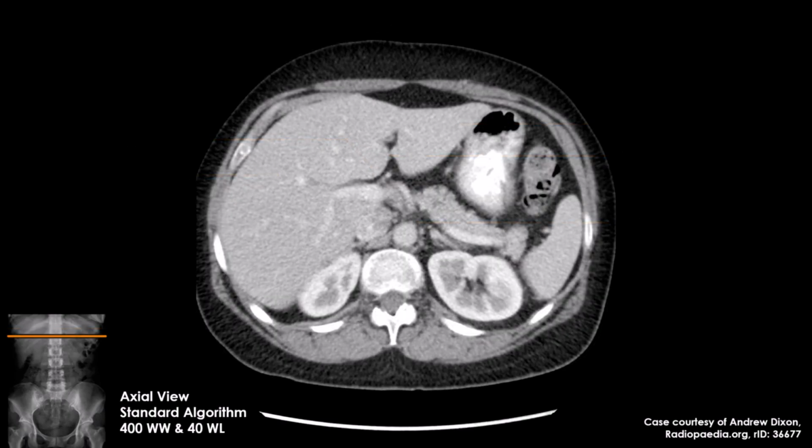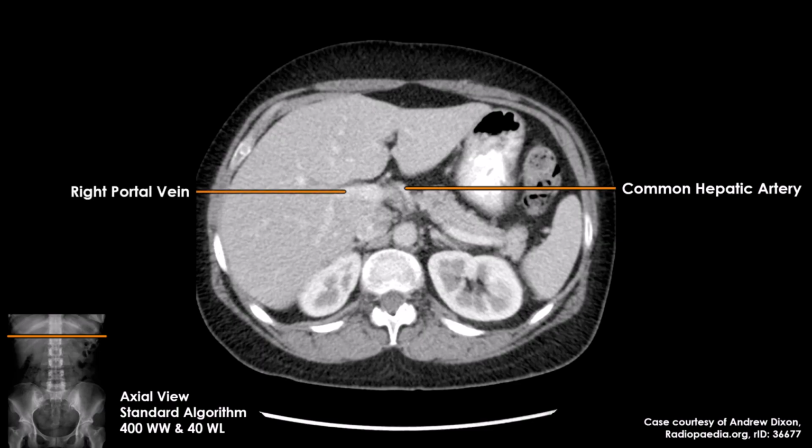Moving inferiorly in the axial plane. At this slice position, we can see a few important vascular structures. This is the common hepatic artery we just discussed. It's the branch of the celiac trunk that supplies oxygenated blood into the liver. We can also see one branch of the portal vein, the right portal vein.